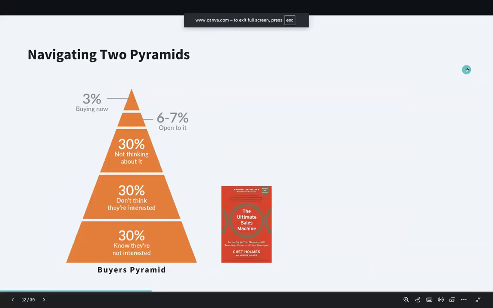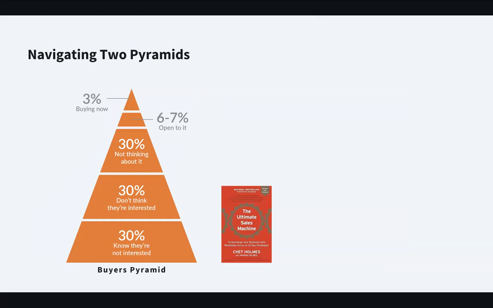Here we are. Can anyone see it again? I hope so. So here are two pyramids. The first one I show on the left-hand side is a buyer pyramid, which comes from a book called The Ultimate Sales Machine from Chet Holmes. He created this a while ago, but it's still valid.